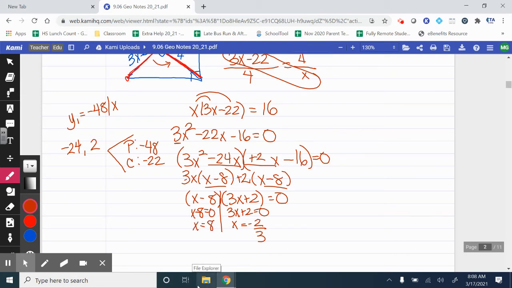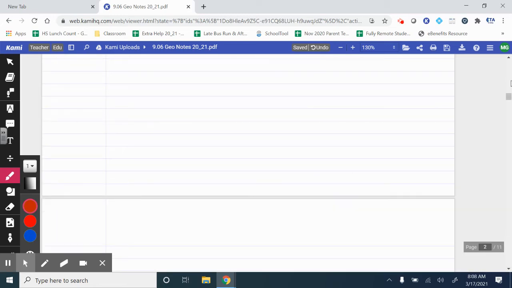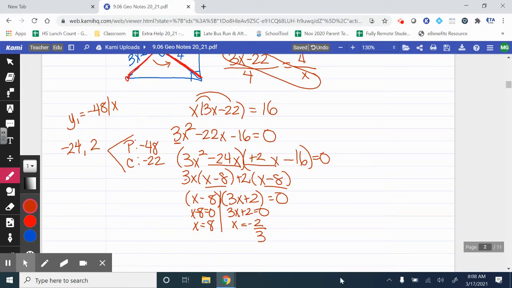So now you go back to your picture and say, would both of these make sense? Well, in our picture, x is the length of this yellow segment, and we can't have any segments have a negative length. So we're going to reject the negative 2/3. The rest would all work if we have x equal to 8. So our final answer is x equals 8.